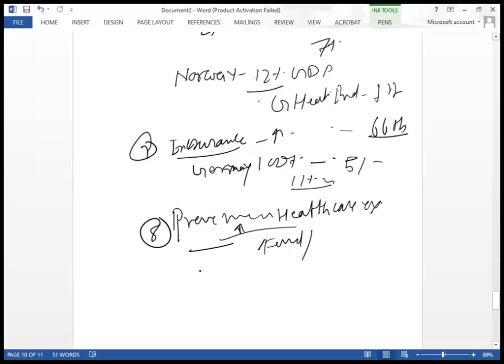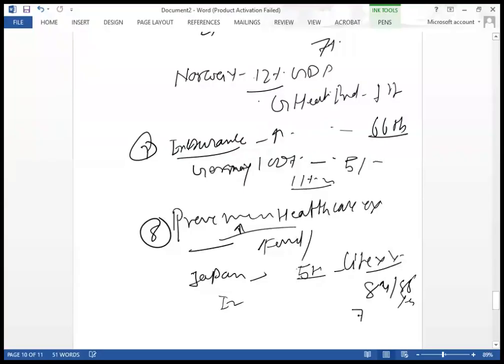You can give the example of Japan. They have a strong preventive healthcare system, and their rank is, I think, fifth. I just forgot the rank. We are going to give you the data. And India's rank is lower. The life expectancy of Japan is, I think, 84, yeah, 85 years, and India's life expectancy is 70 years.